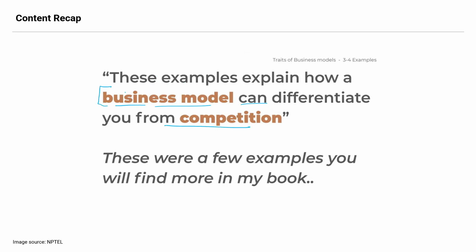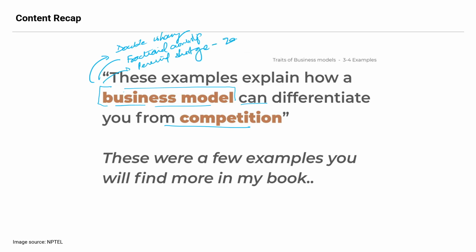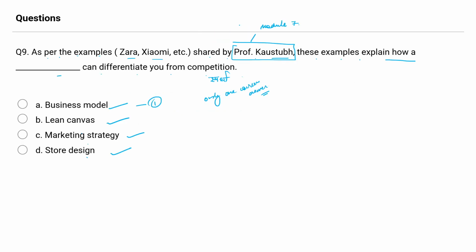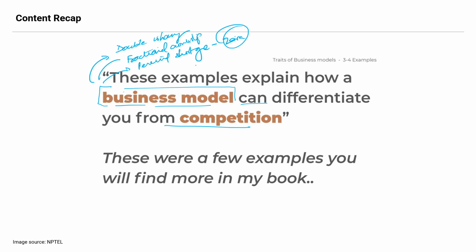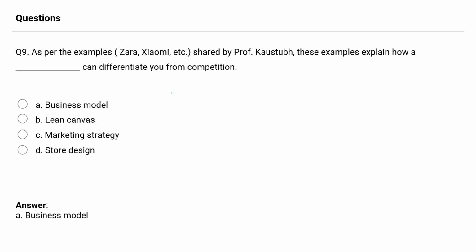Business model is very critical because we saw there were three different business models talked about. One was the double whammy, one was fractional ownership, and I think the other was perceived shortage, which he told the example of Zara. So they've mentioned how different business models can help you. So the correct answer is option A. Well answered by the learner. It's the business model.